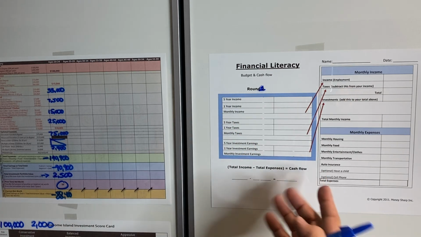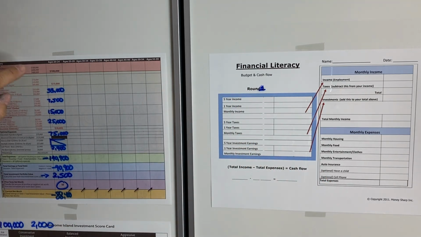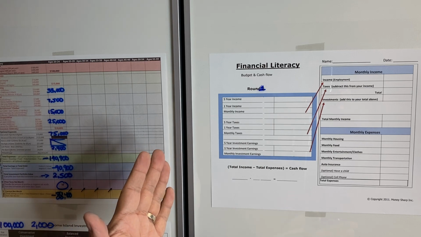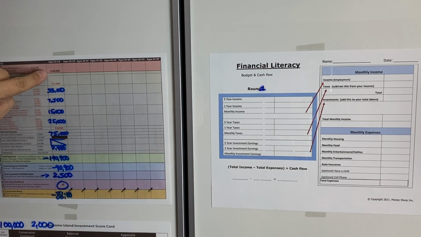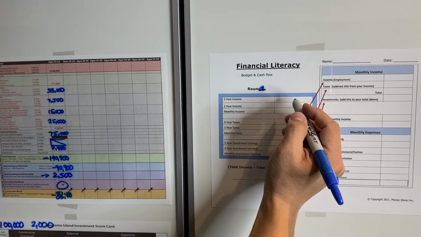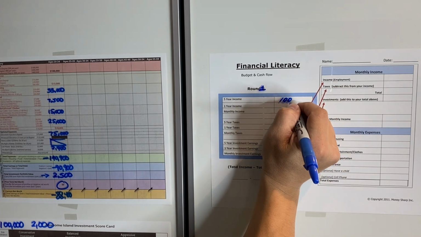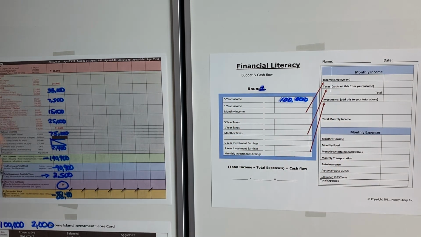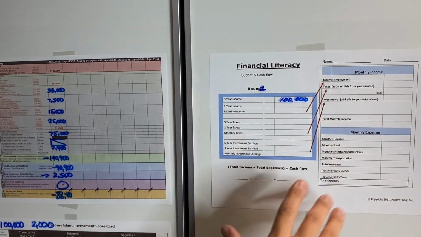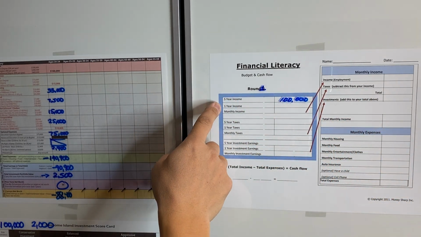What's our 5-year income in round 1? We can double check. I already know the number, it's 100,000, but we can double check your worksheet and it's going to show you $100,000. So we're going to put that number right here. $100,000 is our 5-year income. Now, I want you to give me your 1-year income.